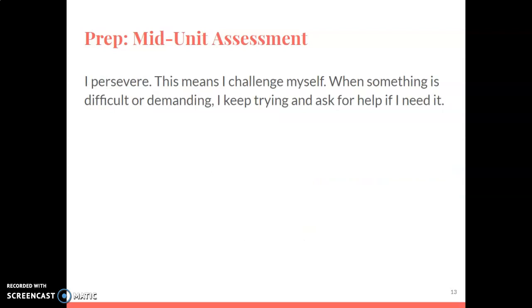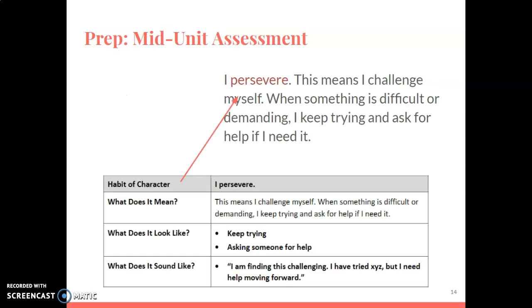During this assessment, you will have to persevere. I persevere. This means I challenge myself. When something is difficult or demanding, I keep trying and ask for help if I need it. If you persevere, you keep trying. If you need to, you might also ask someone for help. Since this is a test, the teacher may not be able to help you exactly like you want them to. However, they can help you if you need to better understand a question.